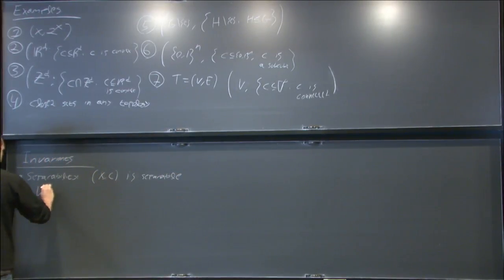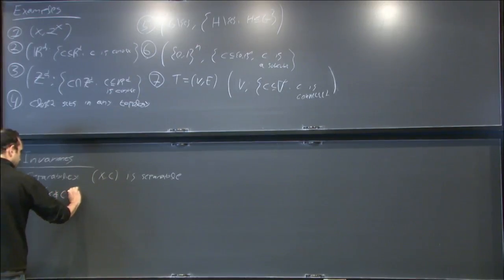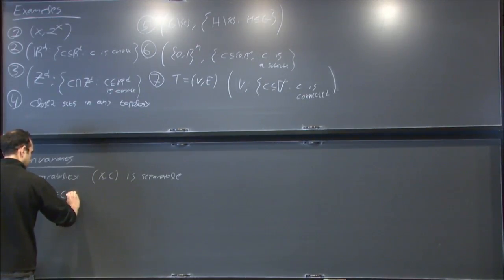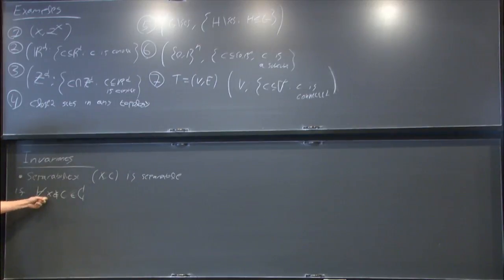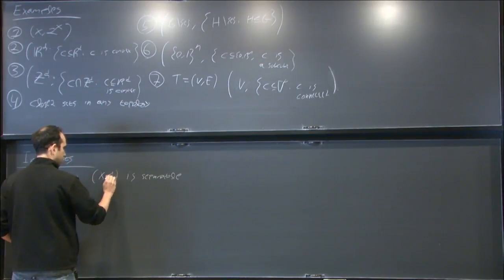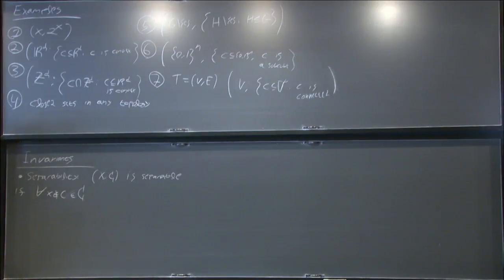if for every point x that is not in a convex set C. Here the big C is the collection of all convex sets, and the small C is a member, a single convex set. Okay, so I want to define separability.